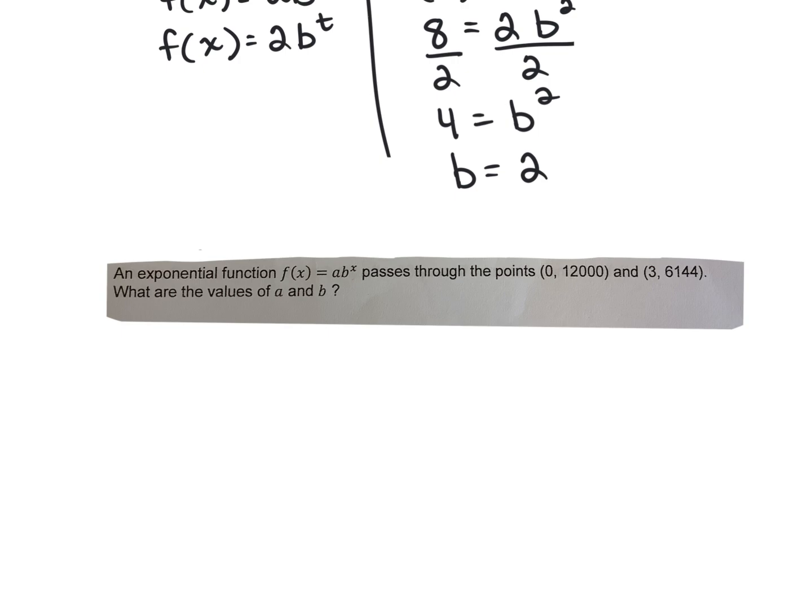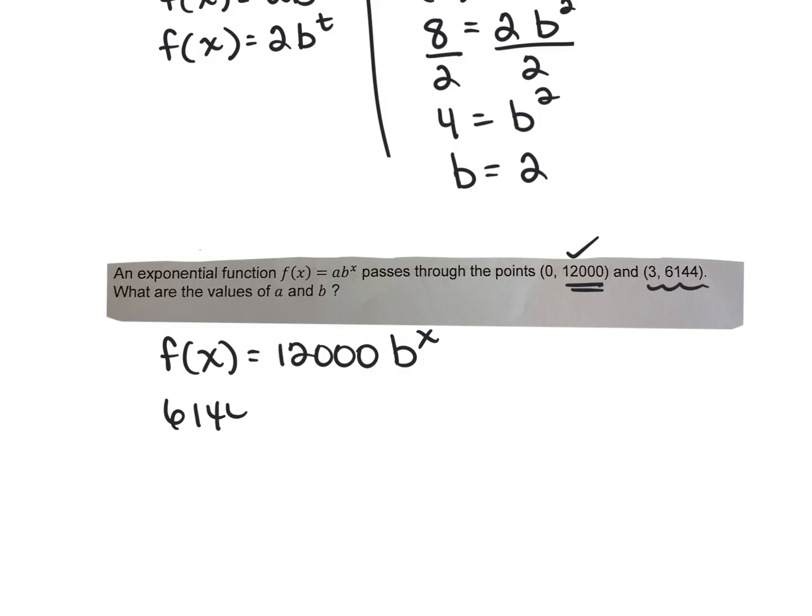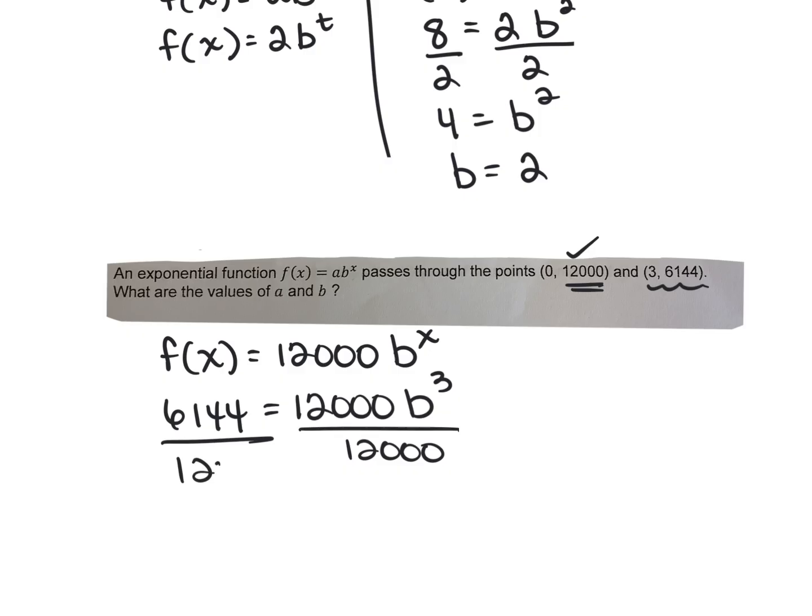On this next one, we are given an initial value of 12,000. So this is f of x is equal to 12,000 times b to the x power. Now I'm finished with that ordered pair point. I come over here, so I put 6144 in for my y value, and my x value, of course, is going to be the number 3. So we put this in. I'm going to divide both sides by 12,000, which is going to give me 0.512, and that's going to be equivalent to b to the third power.